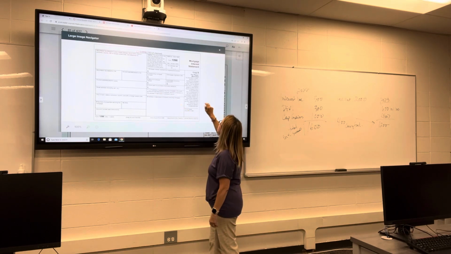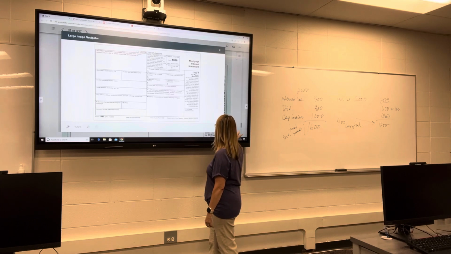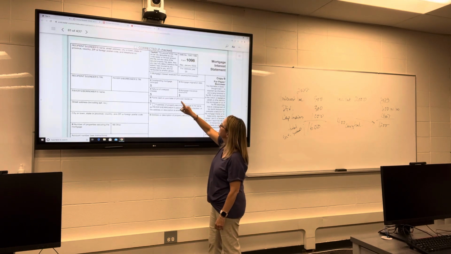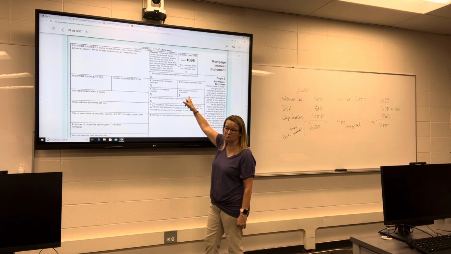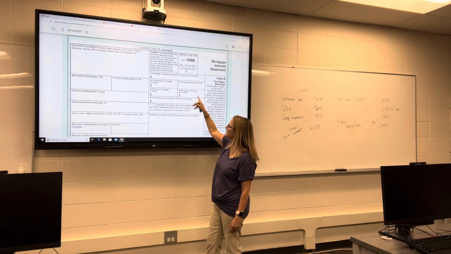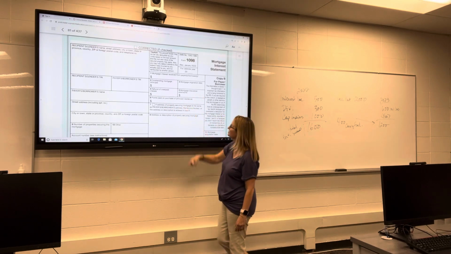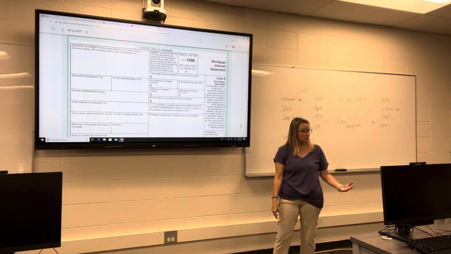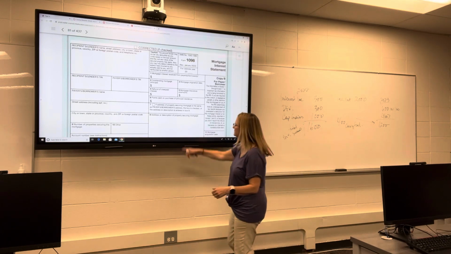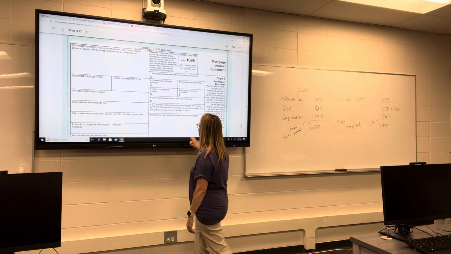$750,000 mark, right? Mortgage insurance premiums, so those aren't deductible anymore, but it would be there. Points paid on the purchase of principal residence, if those were reported by the lending institution, they would be there.